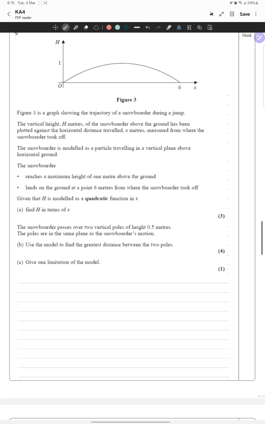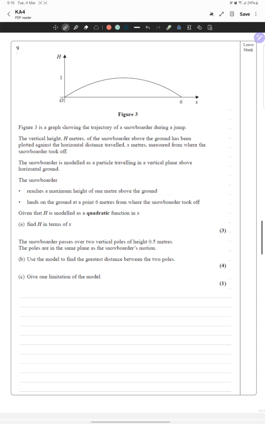Okay, so that was a really weird jump to you. Question 9 of KA4. Really annoying to not be able to award more marks here than I was able to.